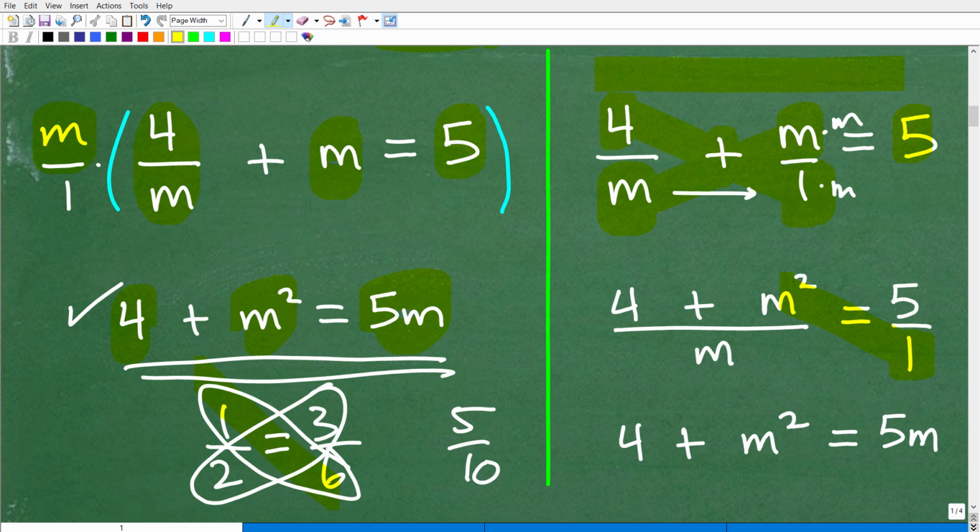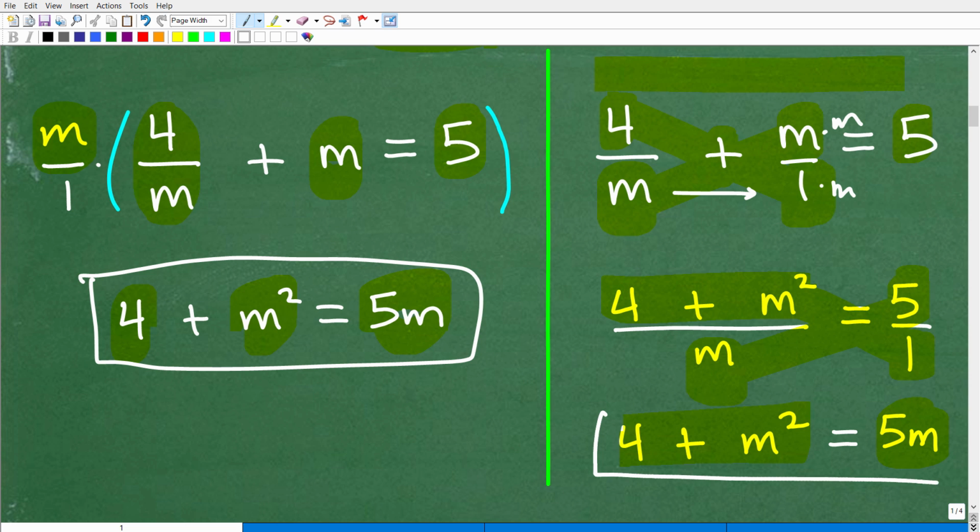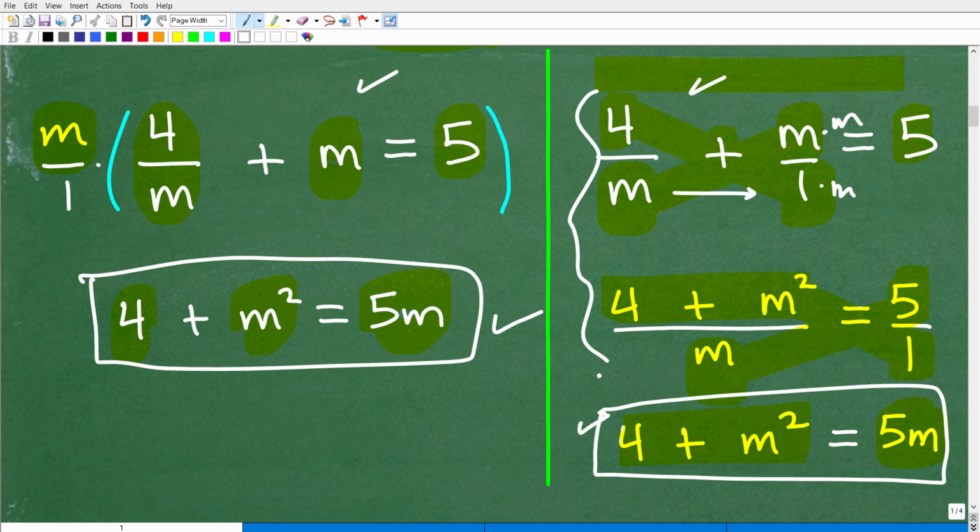So we can go 1 times this is 1 times 4 plus m squared. That's just 4 plus m squared. And then I have m times 5 is 5m. So what occurred here? Well, what occurred is basically two paths to get to the same point in the problem. 4 plus m squared is equal to 5m, and 4 plus m squared is equal to 5m. So if you took this path or this path, it doesn't make a difference. You're going to end up at the same place. But it's good to know different strategies, okay, because you might say, oh, I always do my problems this way, but we're looking at clearing the fractions with the LCD. This was a lot easier, actually, right, to get to this point in the problem.